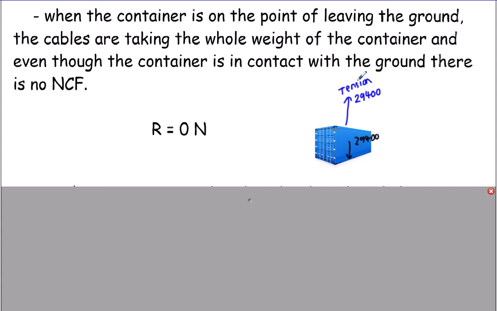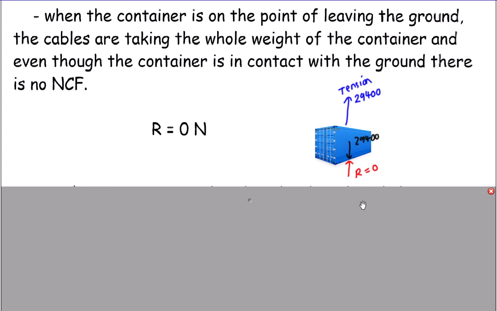29,400. So what is the container doing? Is it accelerating at this moment in time? No. Okay, and it's not accelerating because it's in equilibrium. Okay, is there a normal contact force? No, it doesn't need to be, because the tension is doing all of the work.